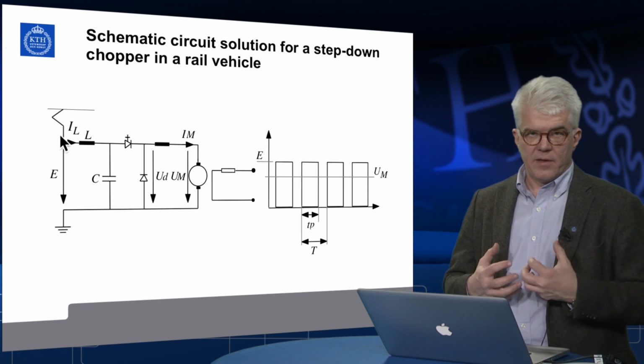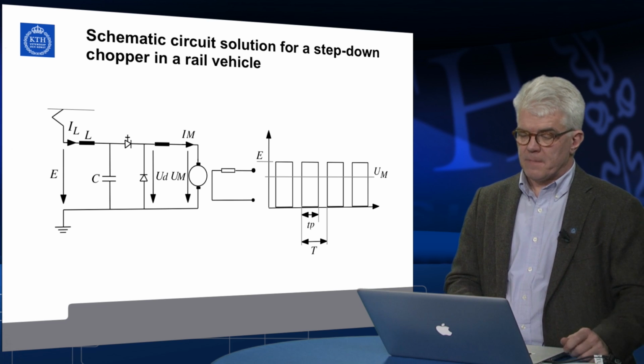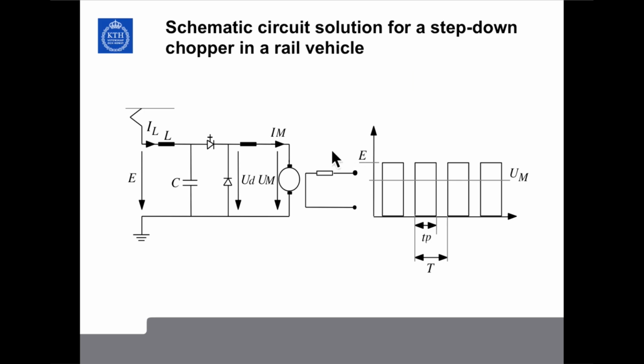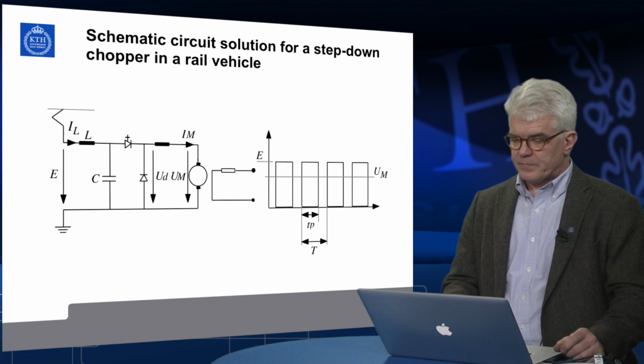You want to filter out any high-frequency components of the current. And to the left here we have the field winding that controls the flux of the machine. And as we remember from Chapter 3, this is the pulse width modulation. The power supply is E, and by controlling the width of the pulses, we can control the average value of UM, that is the DC value of UM, that is the voltage across the DC motor that determines the speed of the DC motor.